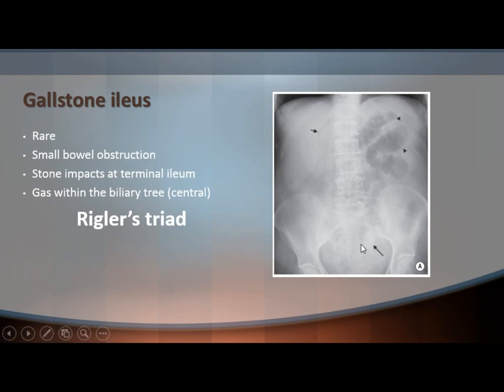Whenever you have air in the biliary tree, dilated small bowel and obstruction, and the stone, this is called Rigler's triad. The gas within the biliary tree is central, with a branching pattern.